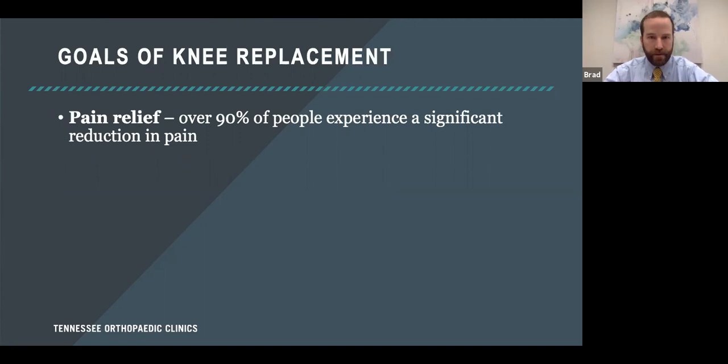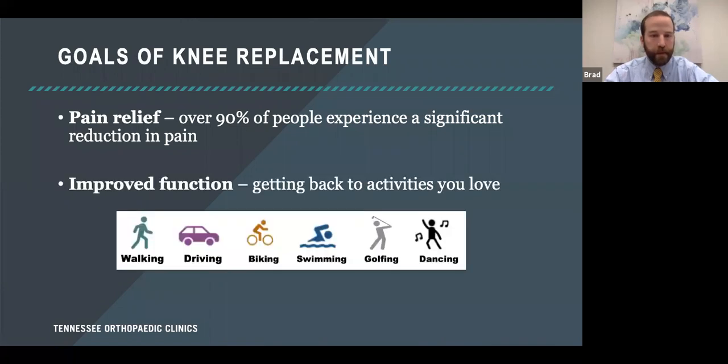So what are the goals of a knee replacement? First and foremost is pain relief. Really, over 90% of people experience a significant reduction in pain following joint replacement surgery. So fairly good outcomes. And then second is to improve function. It's getting people back to the activities that they love and enjoy, such as walking, driving, biking, swimming, golfing, or dancing.